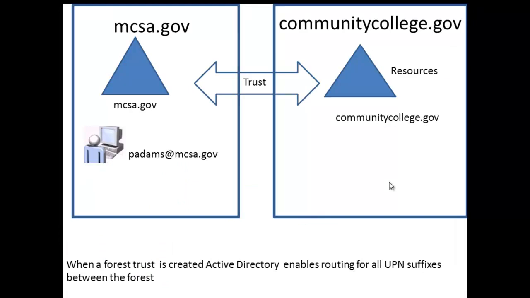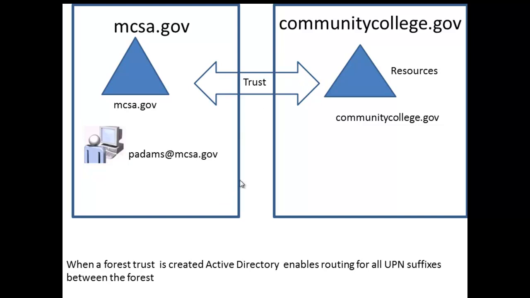So we do not need suffix routing in a case where you have a single forest. However, in a situation where we have two separate forests, mcsa.gov and communitycollege.gov, when P. Adams logs on to mcsa.gov, P. Adams is not going to be able to access the resources in the communitycollege.gov forest unless a trust is created. So to allow P. Adams to access the resources in communitycollege.gov, we have to create a forest trust.